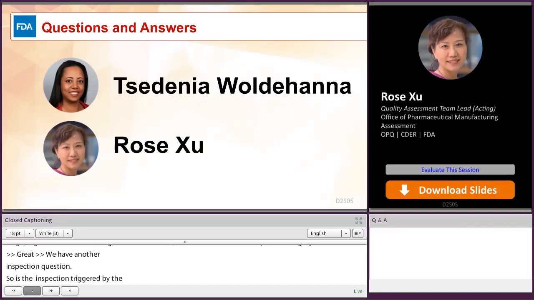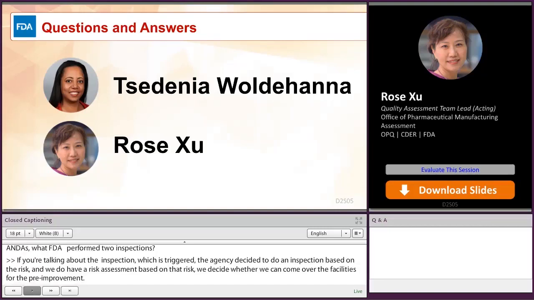Well, it depends. If you're talking about the inspection triggered by ANDA applications, again, I have to emphasize that the agency decided to do an inspection based on the risk. So we have the risk assessment. Based on that risk, we decide whether we will come over to that facility for the pre-approval inspection. So if you add an alternative facility, again, we will look at the risk and then make the decision before deciding to come for an inspection. So it's not like yes or no. It's not that way. Okay, great.